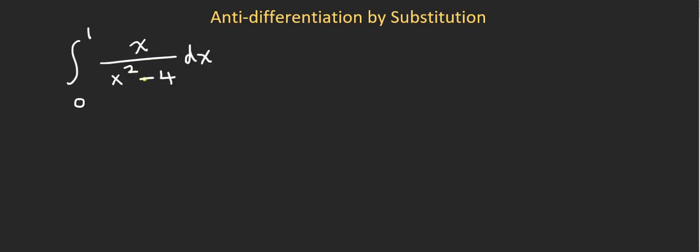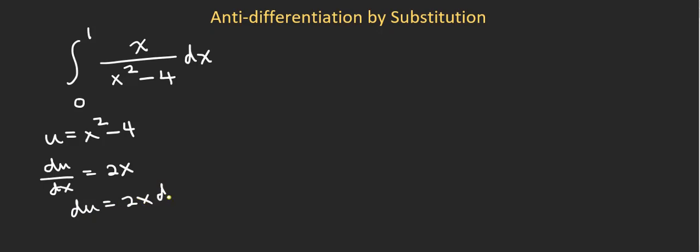And what about for this problem? Again, when the degree of the denominator is higher than the numerator, usually set the denominator equal to u. So let u equal x squared minus 4. And what is du over dx? That's 2x. So du is 2x dx. And notice, we only need x dx, so divide both sides by 2. You get x dx as du over 2.